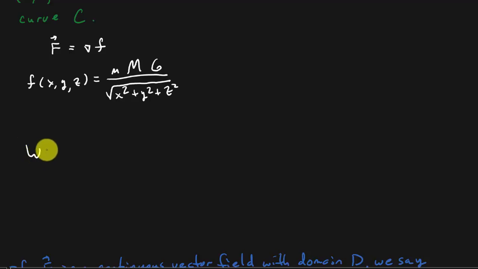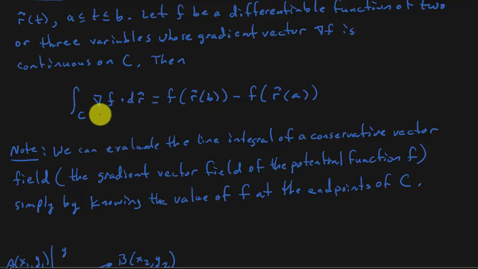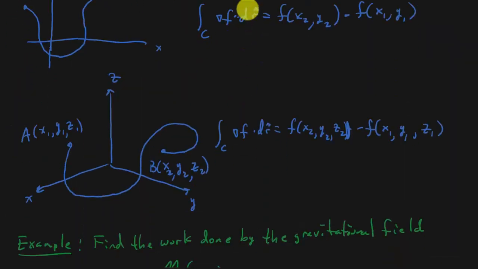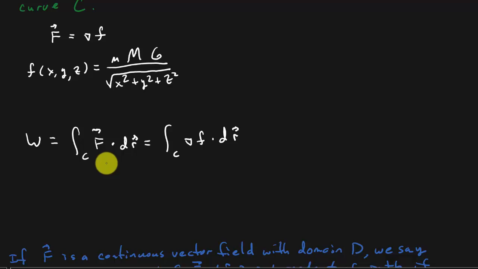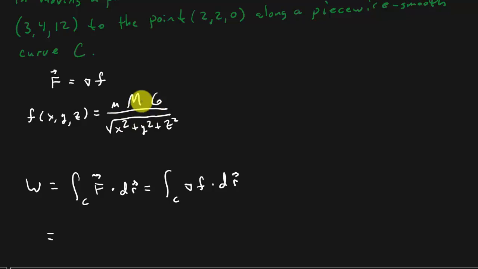Okay? So we can show that the work, the integral over the curve C of F dot dr is equal to the integral over C of the gradient of f dot dr. That is right here. And we did this I think a video or two ago. Since this is conservative and this is our potential function, we can just evaluate the potential function at the endpoints.